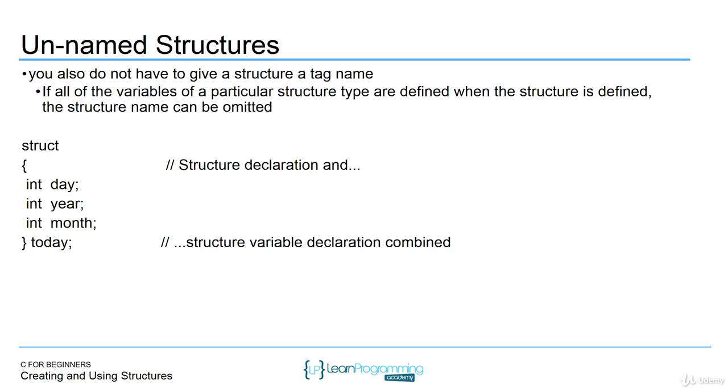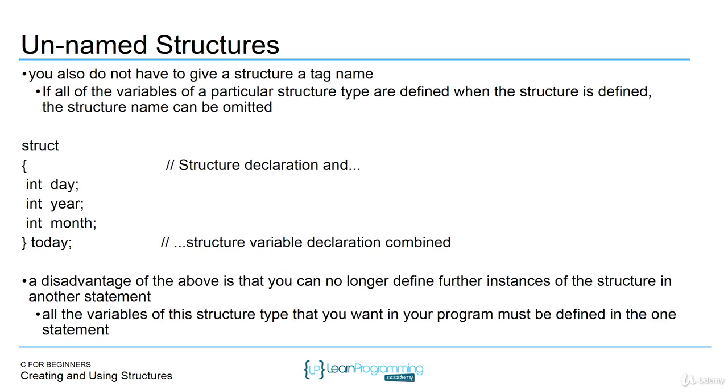This is just one struct we're going to use one time, so we create the variable today, and then we're never going to use it again. That's really the disadvantage and the limitation. You really never want to do this unless you have some kind of local struct that you use once, but you can't define further instances of this if you define the structure this way, as an unnamed structure. All the variables of this structure type that you want in your program must be defined in the one statement. You could create more than one variable. You could do the today, comma, and then another variable. You could initialize multiple variables. But this way is a bit limited because after that variable declaration at the bottom, you can't create any more variables.